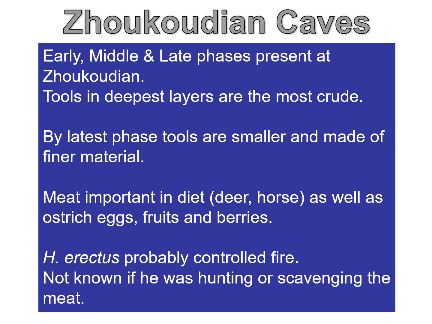Meat we know is important in the diet. We see a lot of deer and horse bones, as well as ostrich eggs, and some of the plant remains that we find are fruits and berries. We know that Homo erectus probably controlled fire, but it's not known if at this point they were hunting or scavenging the meat, right? We just don't get enough morphology or enough definitive inferences on function from those stone tools to really say that they were hunting yet.